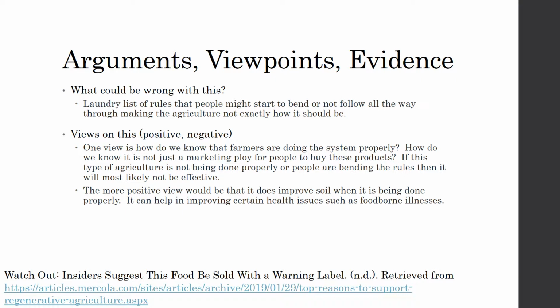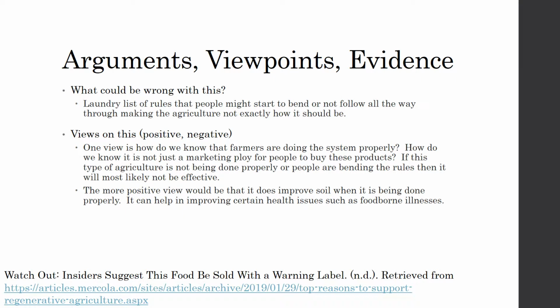So just some arguments, viewpoints. What could be wrong with this? Of course, with anything, there are always some negatives to it. One thing that comes up in this topic is that it won't be done exactly how it should be. They don't want it to be a laundry list of rules that people might start to bend or not follow all the way through, making the agriculture not exactly how it should be.